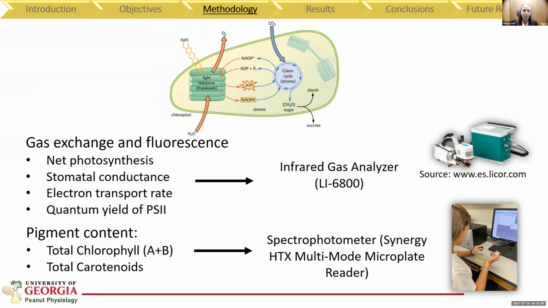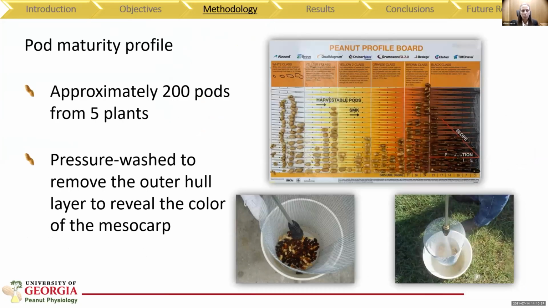For the pod maturity profile, instead, we collected approximately 200 pods from 5 different plants, and then we pressure washed them in order to remove the outside layer and reveal the color of the mesocarp. We then placed all the pods in a pod profile board, and the position of the pods in the board, especially when they reach that slope line in the black class, represents the approximate time needed for the plants to reach maturity and so to be inverted.